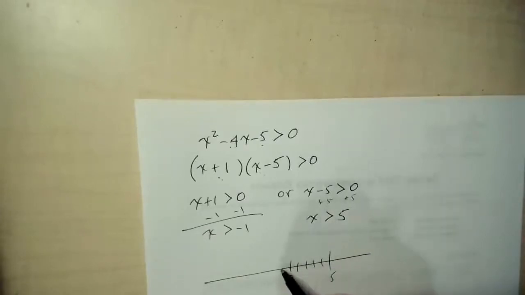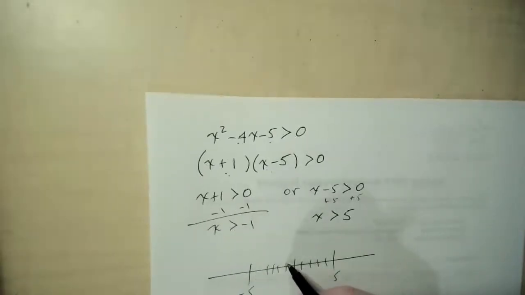So now we have this. 1, 2, 3, 4, 5. 1, 2, 3, 4, negative 5. Now x is greater than negative 1. Okay. Greater than negative 1, that's that way, or x is greater than 5.